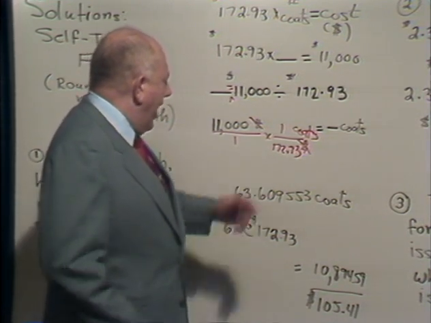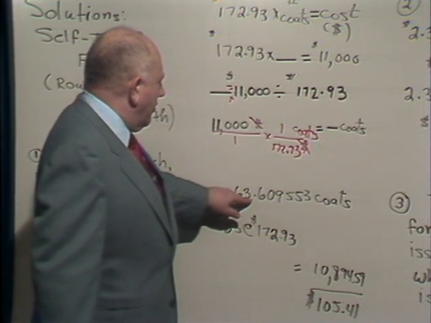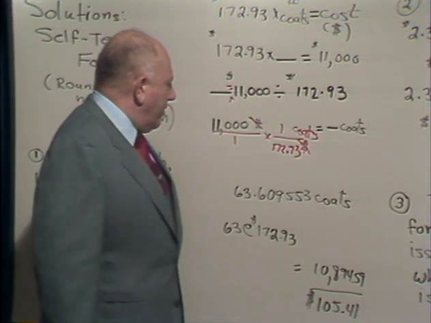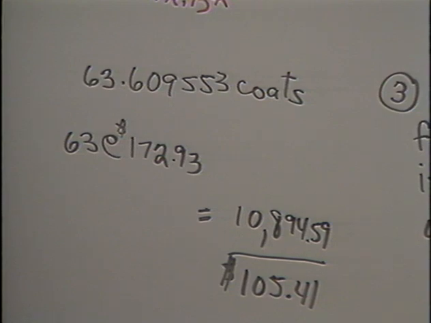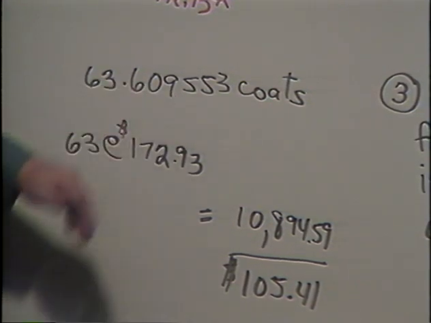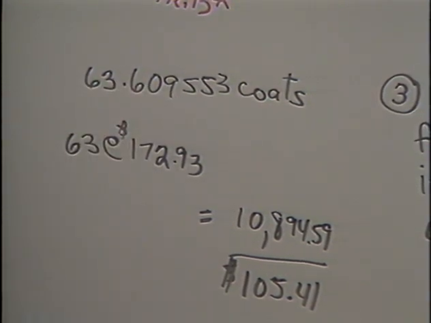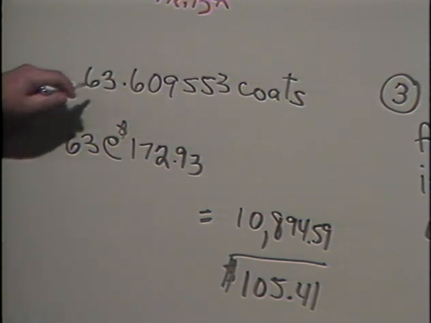Lo and behold, an answer lights up. On my calculator, it was 63.609553. And what does that mean? That's how many coats you can buy. Well, you can't buy a fractional number of coats. So really what it says is what?